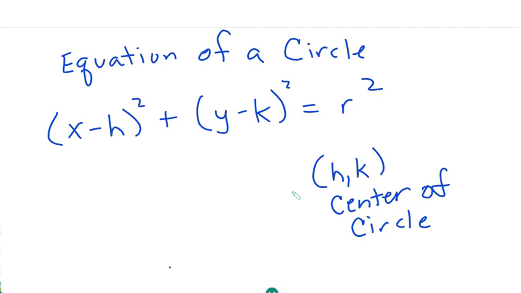We're going to work with the equation of a circle. So the equation of the circle is (x - h)^2 + (y - k)^2 = r^2. Let's look at the parts of this equation. The h and the k are actually the ordered pair of the center of the circle. The r is the radius, and you would square that to create the equation.